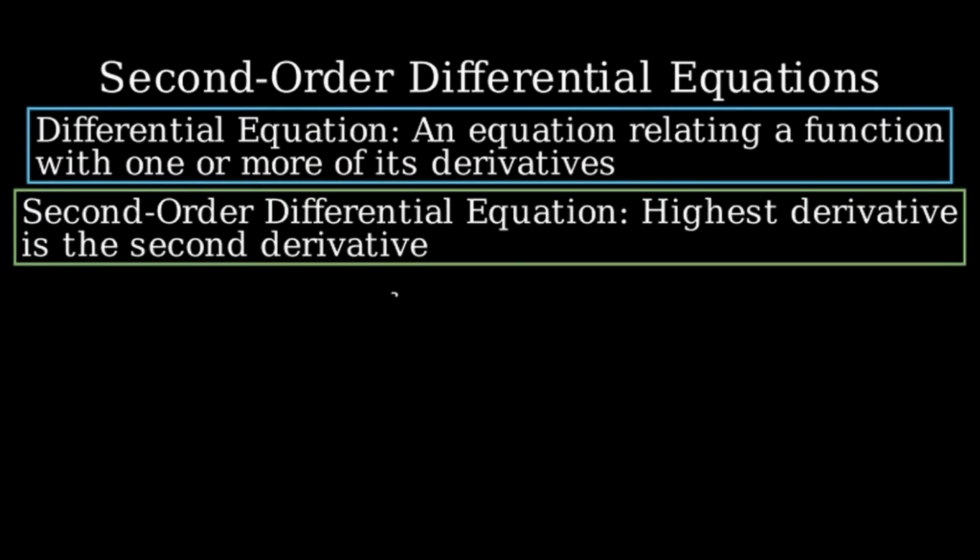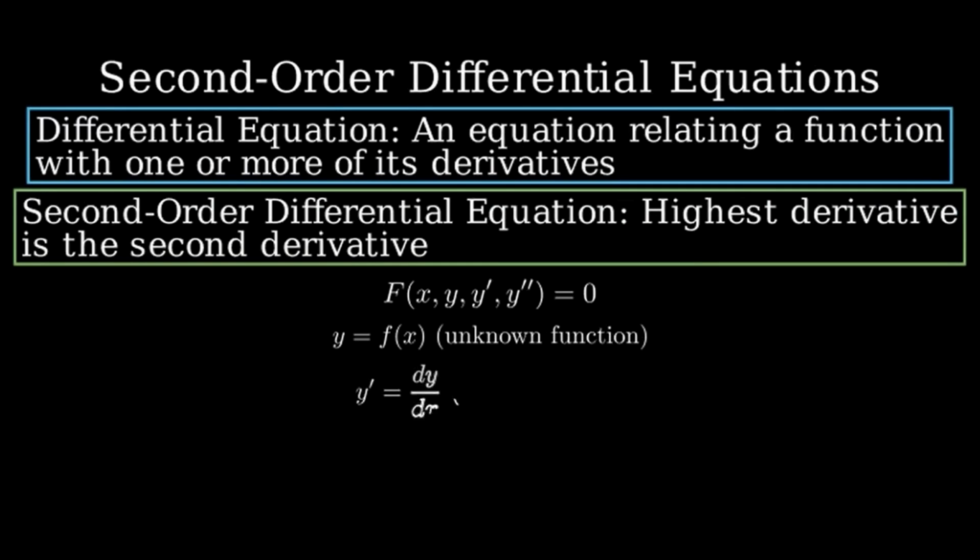In general, a second-order differential equation can be written in the form capital F of x, y, y prime, and y double prime equals 0, where y is the unknown function of the independent variable x. y prime represents the first derivative of y with respect to x. y double prime represents the second derivative of y with respect to x. And F is some function that relates x, y, and the first and second derivatives.